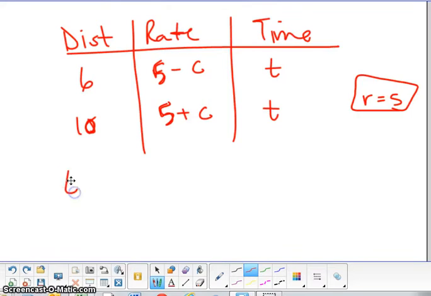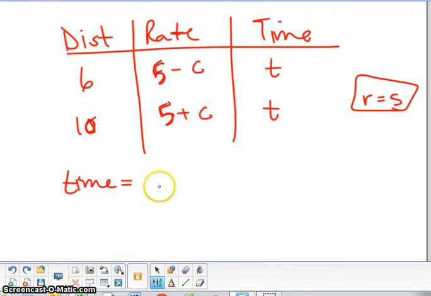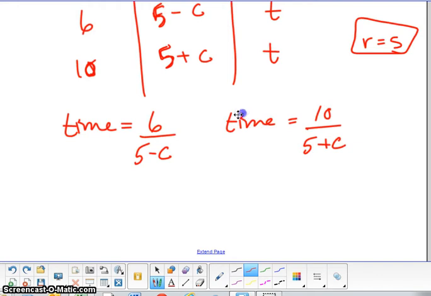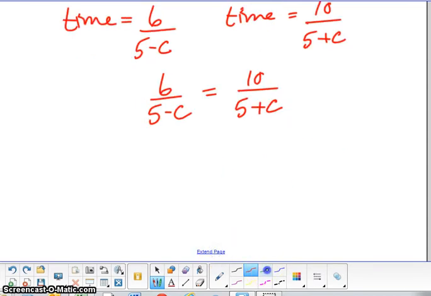So let's look at time. Time is going to equal distance. Start with the first one here: the distance over the rate. Time for the second trip is going to be the distance over the rate. And since the time is equal to each other, we can set the equations equal to each other. And then just cross multiply.